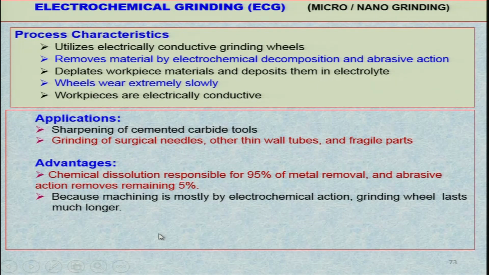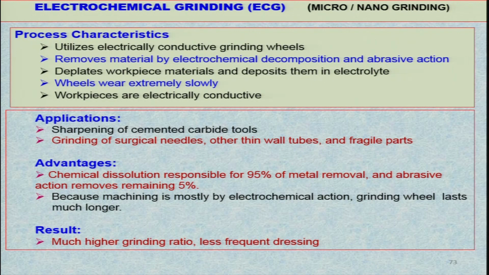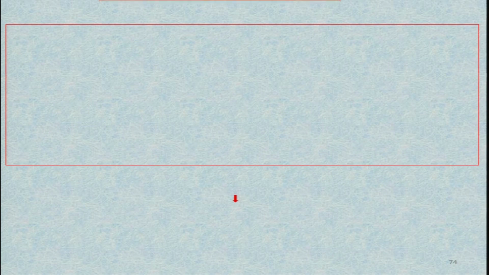Advantages of this particular process are that chemical dissolution is responsible for 95% of metal removal and abrasive action removes only 5%. That is why the regrinding process is very rarely needed for the grinding wheel, because wear and tear of the abrasive particle is minimal. Because machining is mostly by electrochemical action, the grinding wheel lasts much longer. It results in a much higher grinding ratio, and less frequent dressing of the grinding wheel is required.